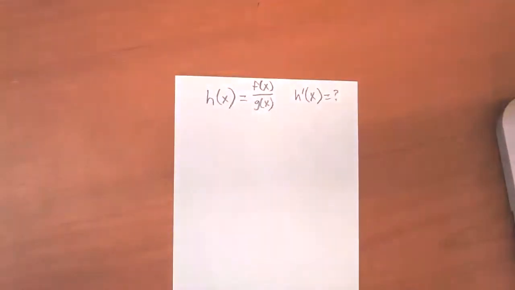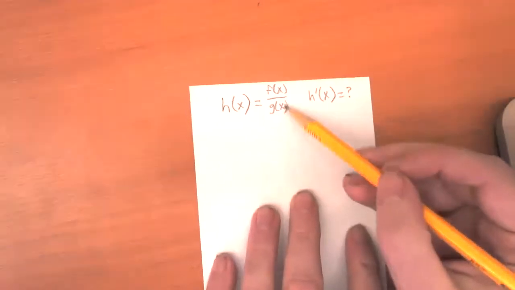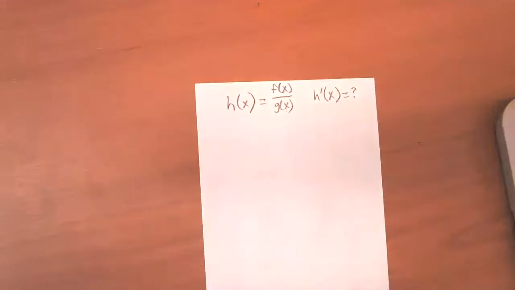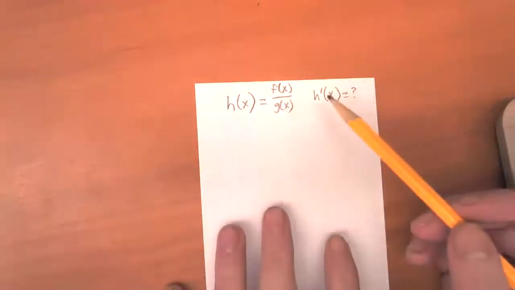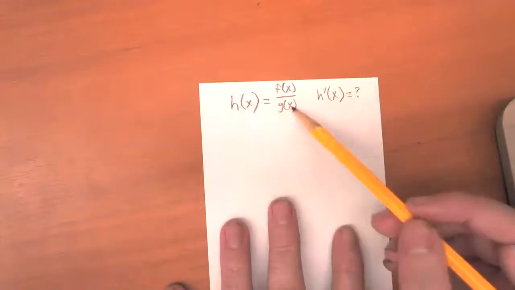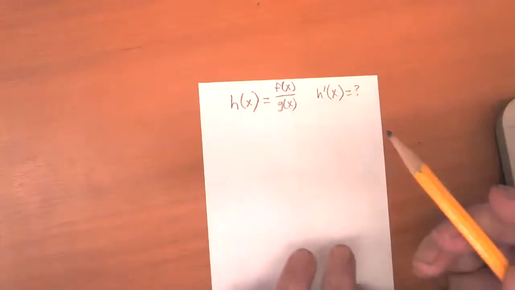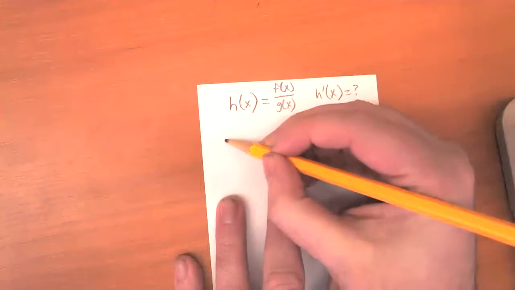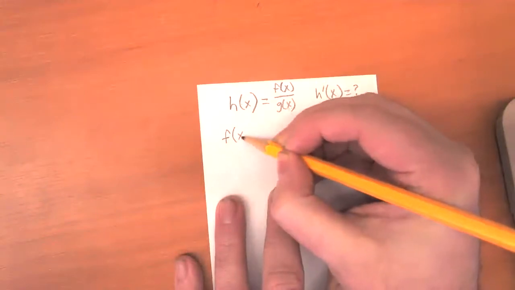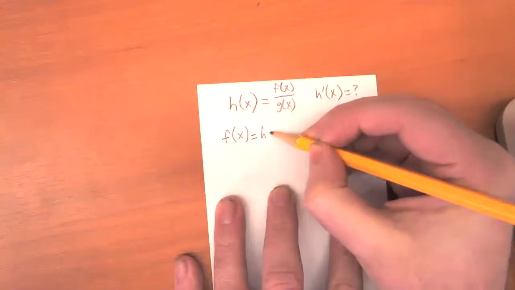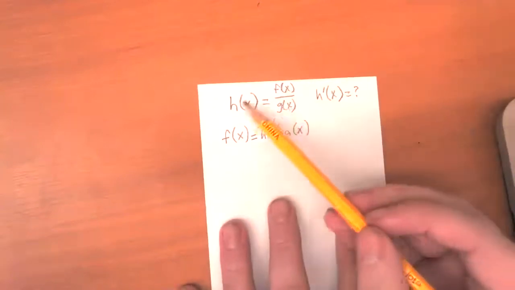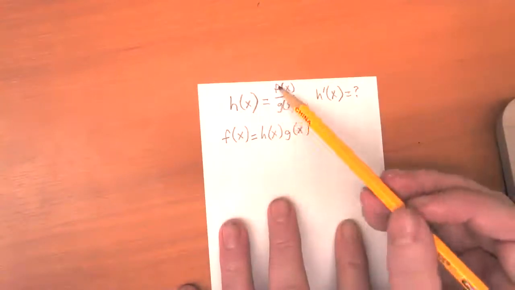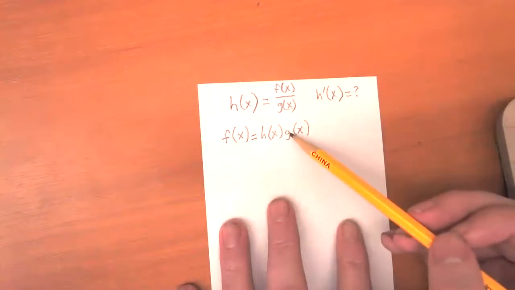So we've got the function h of x, which is equal to f of x over g of x, and we want to know what the derivative of h is. We would use the quotient rule for this, but let's say we didn't know the quotient rule. Well, let's do a little trick. Let's multiply both sides of this equation by g of x, and we'll rearrange the sides. So this is just equivalent to saying that f of x is equal to h of x times g of x. In the first equation, we were taking the quotient of two functions. Now we're taking the product of two functions.